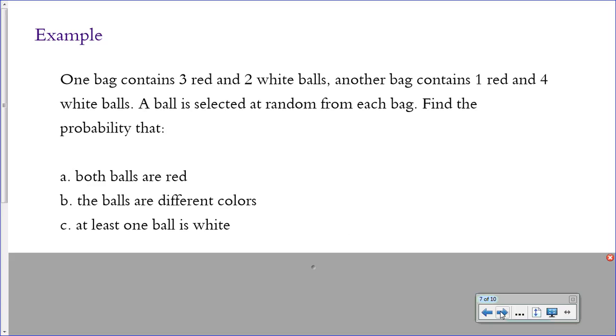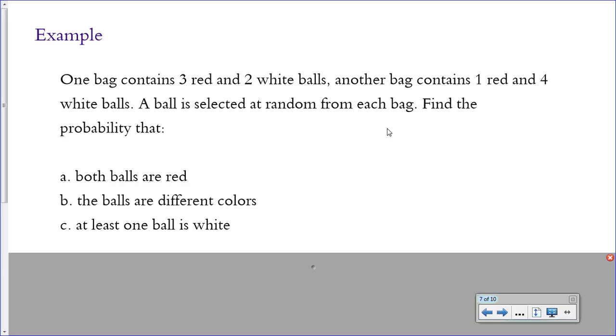So one bag contains 3 red and 2 white balls. Another bag contains 1 red and 4 white balls. And a ball is selected at random from each bag. So we have the story here enough to determine that if I select a ball from the first bag and then I select a ball from the second bag, the first result does not determine any changes in the probability of the second result. So these would be independent events happening.